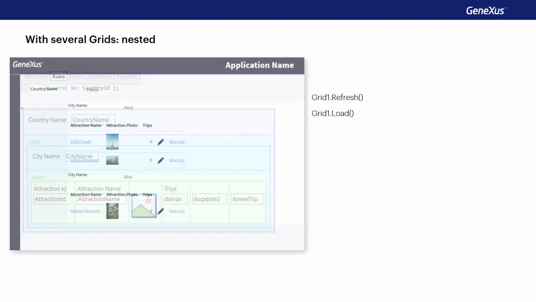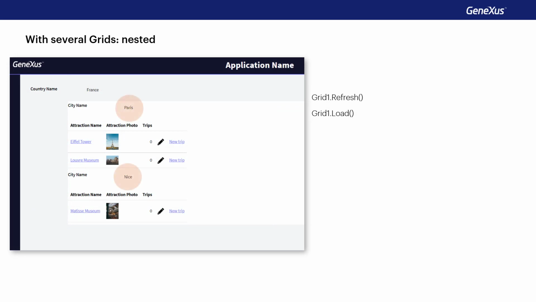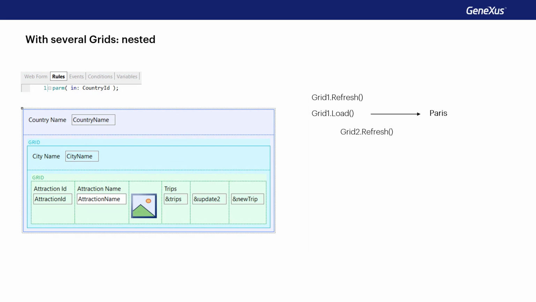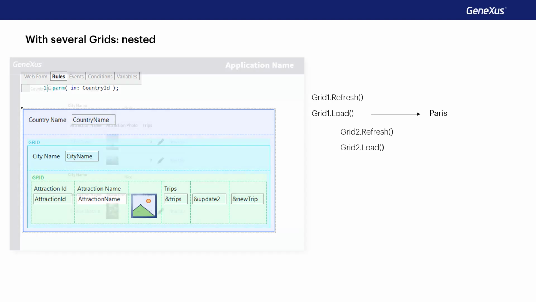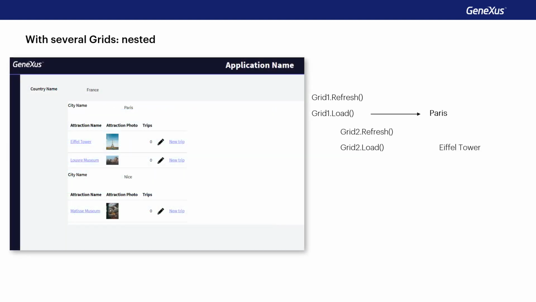In this case, since two cities, Paris and Nice, have been entered for France, you know that the external grid's first load will be Paris, and immediately after, and prior to executing the load again to load Nice, the refresh event of the nested grid will take place. And its load event will come immediately after, once or n times, depending on whether it has base table or not. It does have base table in this case, so a load will be triggered to load the Eiffel Tower and another one to load the Louvre Museum.